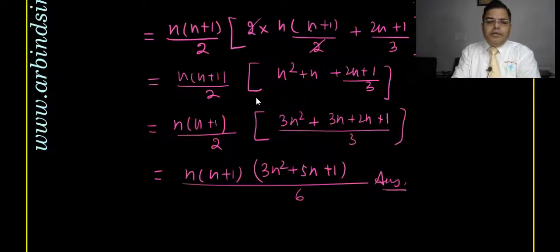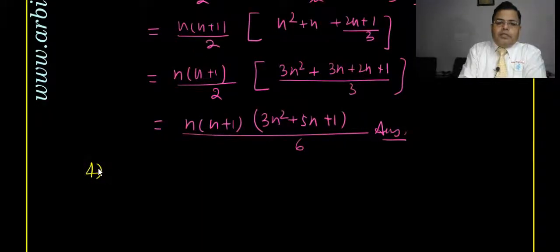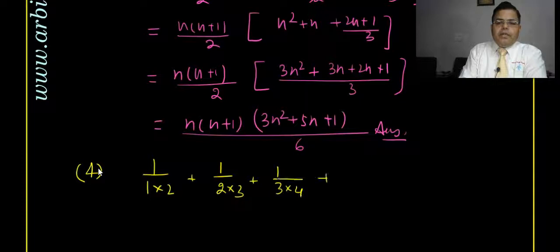So I hope you got it. Now let us discuss question number 4. 1 upon 1 into 2 plus 1 upon 2 into 3 plus 1 upon 3 into 4, like this up to n terms, right? This is the question.